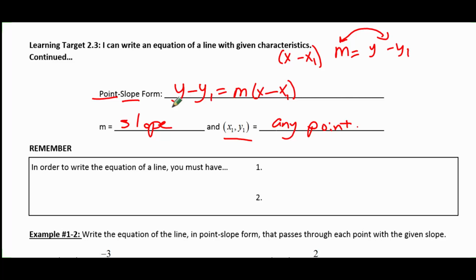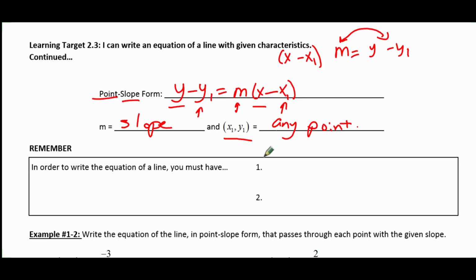Now you also notice that there's just a y and there's an x in this equation. These are going to stay y and x. It's the point, x1 comma y1, and the slope that gets plugged in. I'm going to put arrows under here. So this is where we're going to plug things in. This y1 and this x1 are the points. These are just x and y.